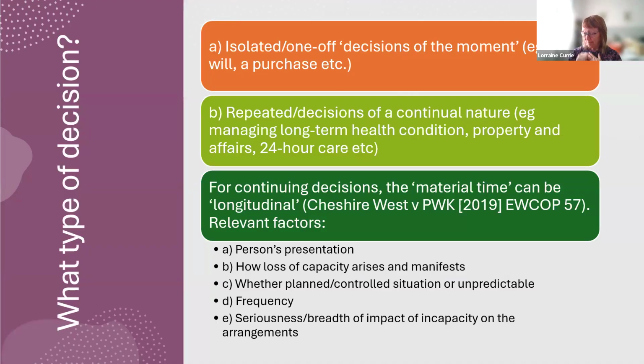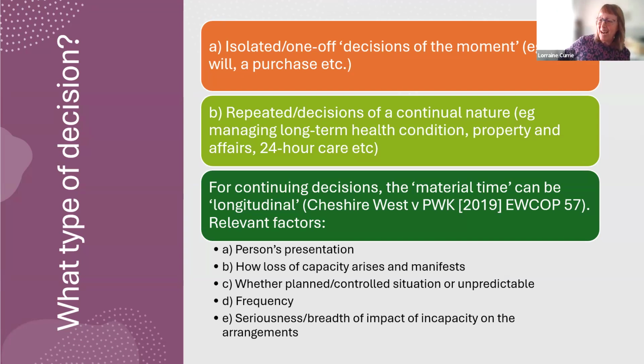So there are different types of decisions. There are those isolated one-off decisions, like making an LPA or a will or buying something. We're pretty much looking at the person's capacity to make that decision at the time it needs to be made. Then there are these more repeated decisions that are continual or continuous, like managing a long-term health condition, or dealing with their property and affairs, dealing with their finances, in other words, ongoing, or making decisions around their personal care needs. These are not things that are just done once. These are things that are done every day. So for these continual decisions, we can look more at that longitudinal material time. We can also look at macro decisions.